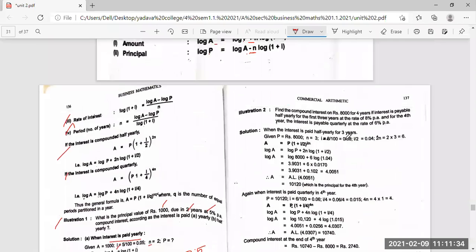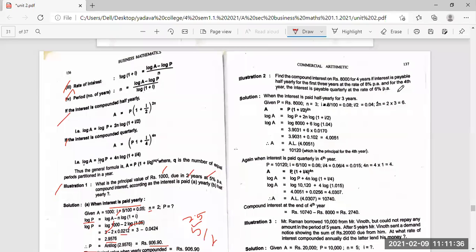So here the next sum is given for 4 years. Then interest is payable half yearly for the first 3 years at the rate of 8%. Then in the fourth year the interest is payable quarterly. So here quarterly 6% per annum is given. So now we are writing it.